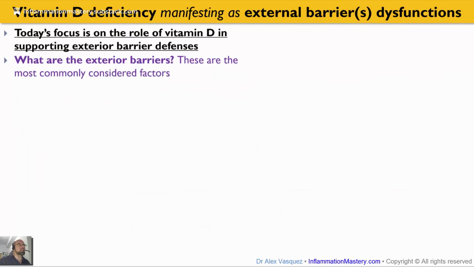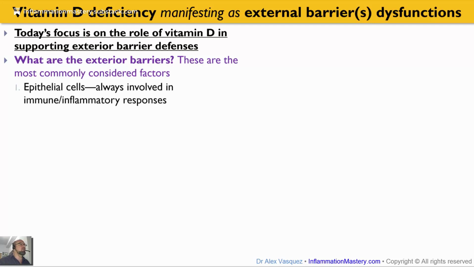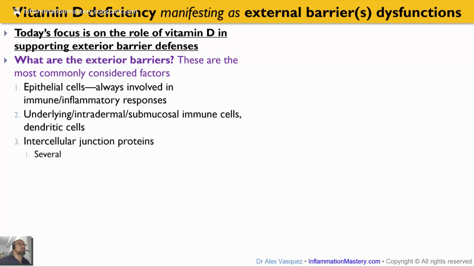So what are the exterior barriers? And I'm just going to focus on the most common ones that we all think about. We could, of course, look at some others that are maybe less important or less well known, but I think we'll all agree that the following are important: epithelial cells, the underlying immune cells, and then the intracellular junction proteins that connect those epithelial cells to each other.